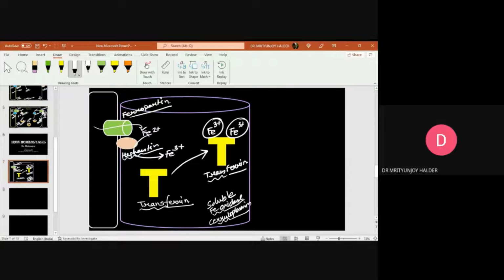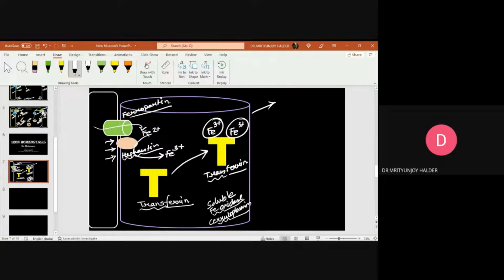Ideally, the catalytic site should be present inside the intestinal epithelial cell, but from this diagram you can appreciate that the main catalytic site of the hephaestin molecule is present towards the blood circulation. So it's a kind of ectoenzyme. Now with the help of this hephaestin, ferrous atom can convert into ferric, and that ferric, with the help of transferrin or apotransferrin molecule, is transported to different types of cell.